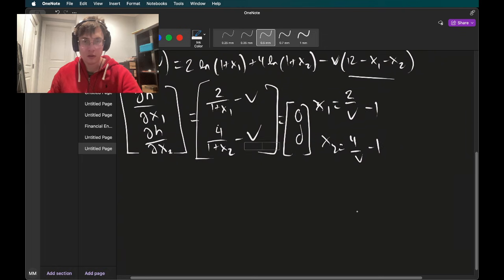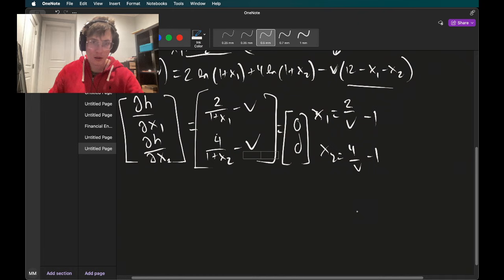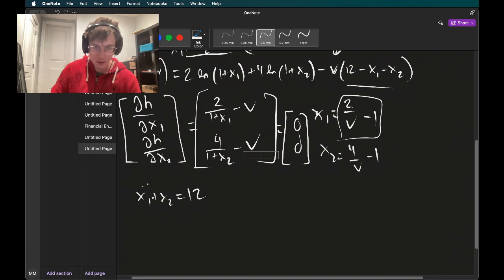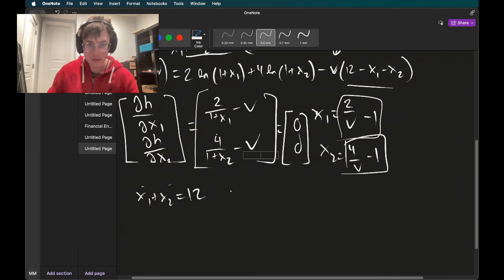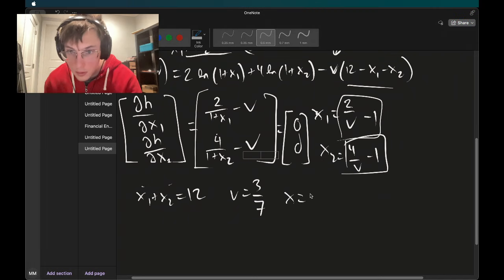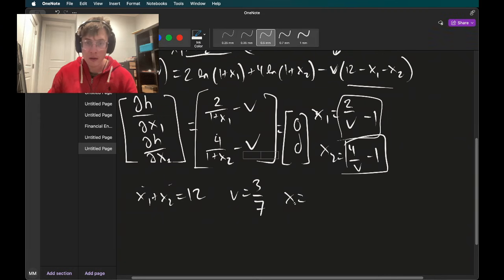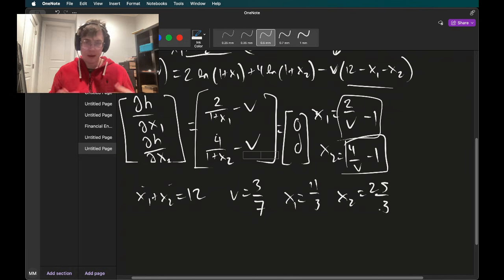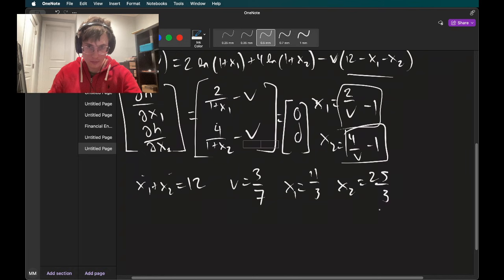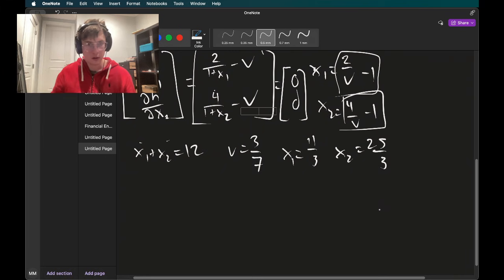Now, in addition, we're going to introduce the constraint here that x1 plus x2 equals 12. So we're going to substitute this thing into here, and then this thing into here, and we're going to end up finding out the value of v is 3/7, which means that the value of x is equal to, x1 is 11/3, and x2 is 25/3.